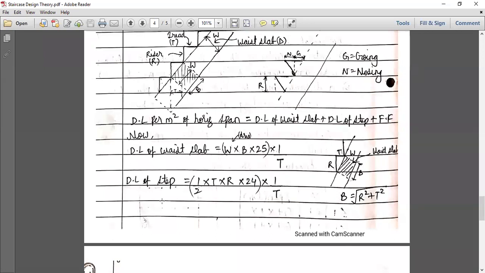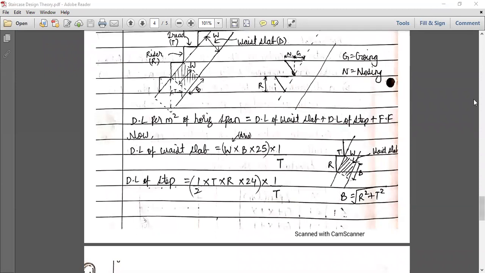Next, the dead load of the step: half into R into T, it's a triangle, half into R into T into density. Again, I am trying to find it per tread, so divide by T. So this will give you the dead load of the waist slab and the dead load of the step, and then add the floor finish, which will be given in the question. Then you will get the total dead load on the staircase, and the live load, if it is not mentioned, you can assume based on the condition, 3 or 5.